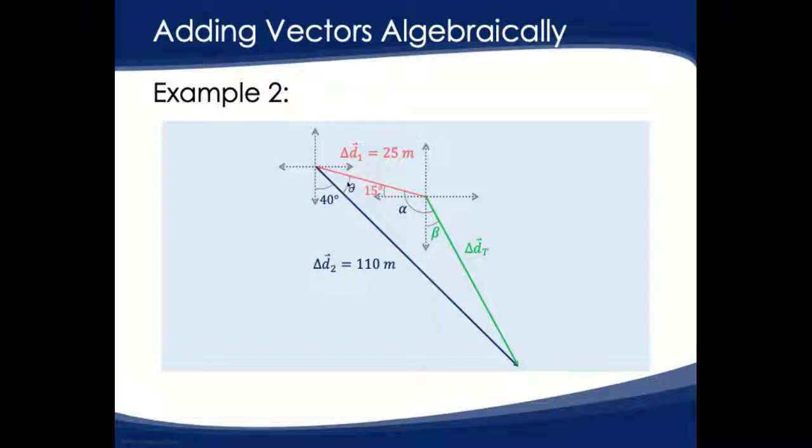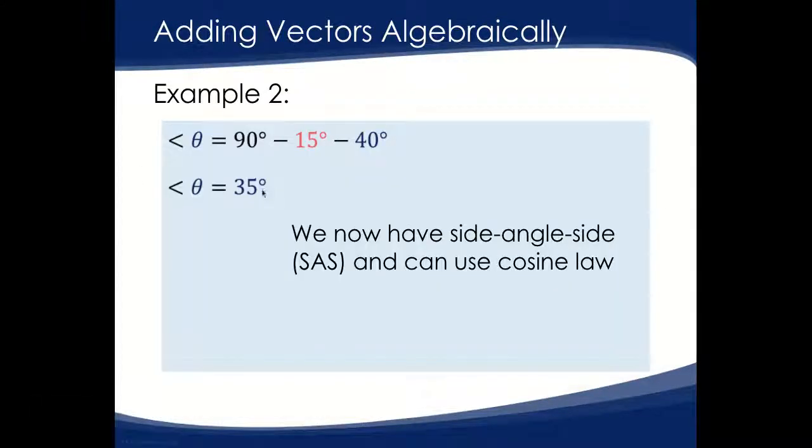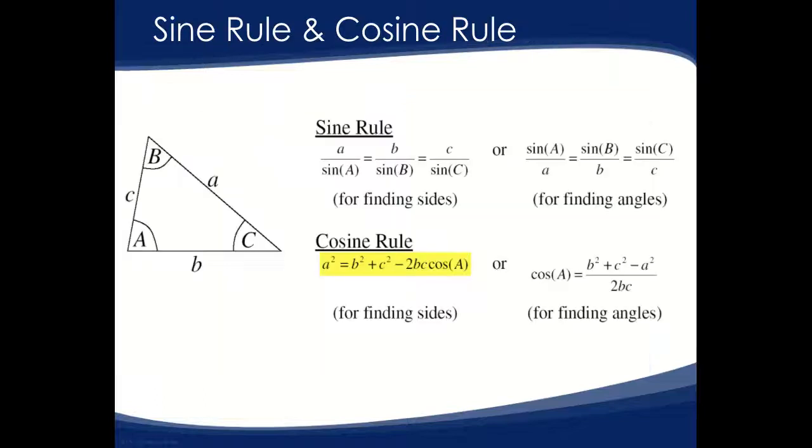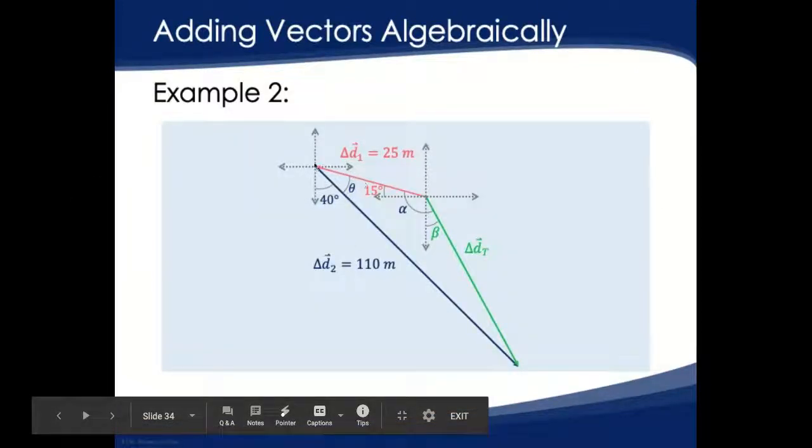So we just figured out that this angle right here is going to be 35 degrees, which isn't something we need immediately because we're trying to solve for our total overall displacement and angle, but we're going to need that to put into our cosine rule. When we figured out that angle, we now have a side angle side, and we can use the cosine law. You can use it for either one, but for this we're going to choose cosine law because we have this side, the angle in between, and then this side.